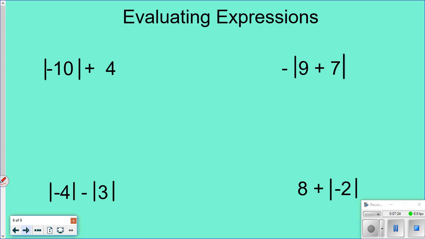All right, so then you might have some expressions that have absolute value bars in them. The first thing that has to get done, it's kind of like please excuse my dear Aunt Sally, is you have to do the absolute value bars. That's the first thing that has to get done because the top one said, what's the absolute value of negative 10 plus 4? So in reality, I have to find the absolute value of this first. The absolute value of negative 10 is 10, and then I'm going to add my 4 to it, and my answer is 14.